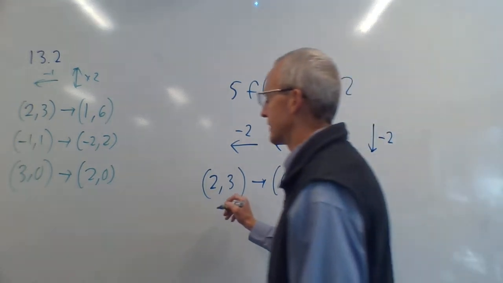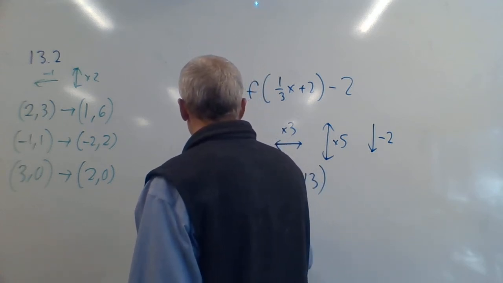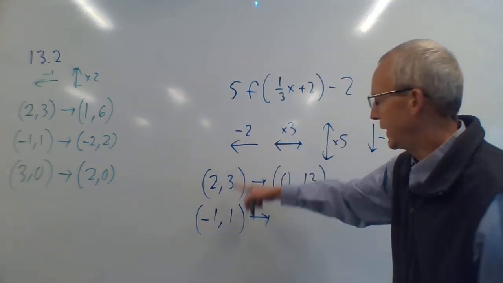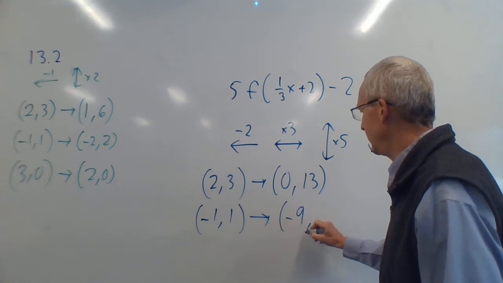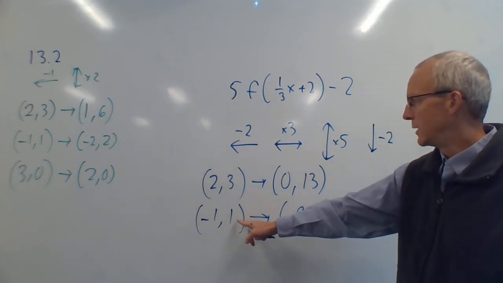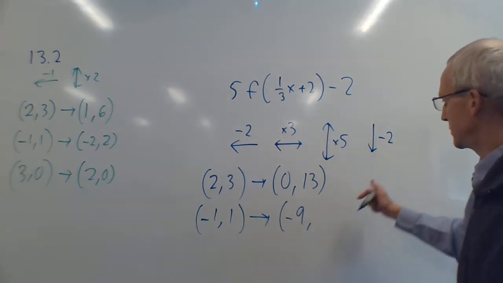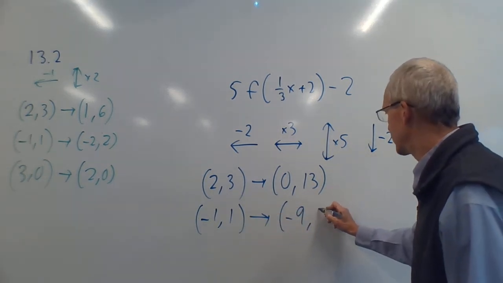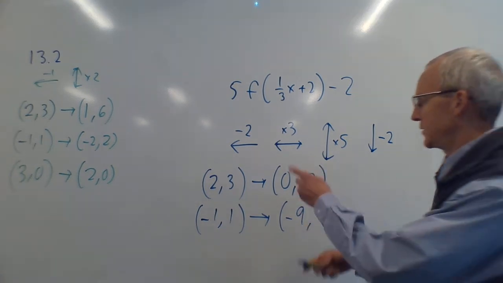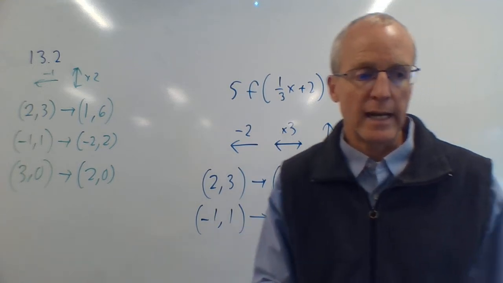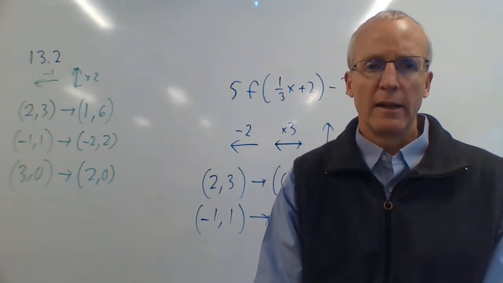All right, let's look at another one. Let's look at the point -1, 1. Okay, take away 2, -3 times 3, so it goes to -9. And the y value, times 5, 1 times 5 is 5, minus 2 is 3. So it goes to -9, 3. And then again, you do this for all the major points, you plot them and you connect the dots. Okay, that is how you shift, dilate, all that kind of stuff.